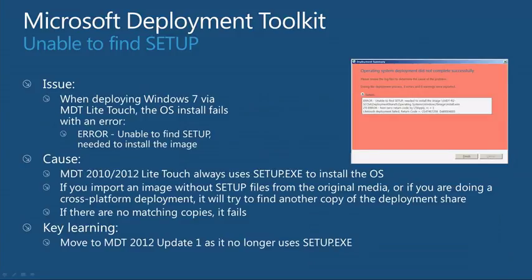We also saw errors where people would try to do deployments and get an error back saying unable to find setup needed to install the image. Well, MDT always used setup to do the deployment. In this case, it couldn't find setup, so it generates the error. This was most common when they were creating media, because they would have the full source files in their deployment share, but when they created the media, they wouldn't have the full source files, and as a result, it wouldn't be able to find setup and it would fail.